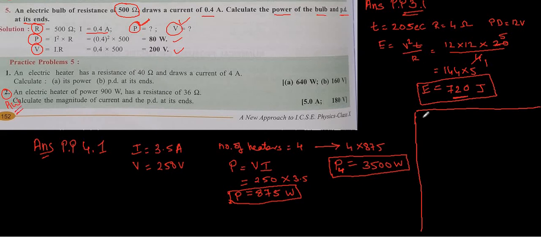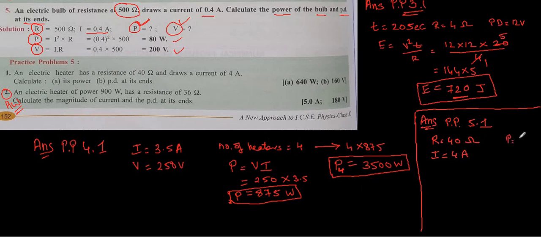So here practice problem 5. So I say answer practice problem 5.1, and in examination you have to do in this method only. Then only it will be legible, easily understandable, as well as you will be getting good marks because you are writing all the data as well as you are writing formulas. An electric heater has a resistance of 40 ohms. So we say R is equal to what? 40 ohms. Please don't forget to mention the units, otherwise your marks will be deducted. Current is given as how much? 4 ampere. Find out the power.